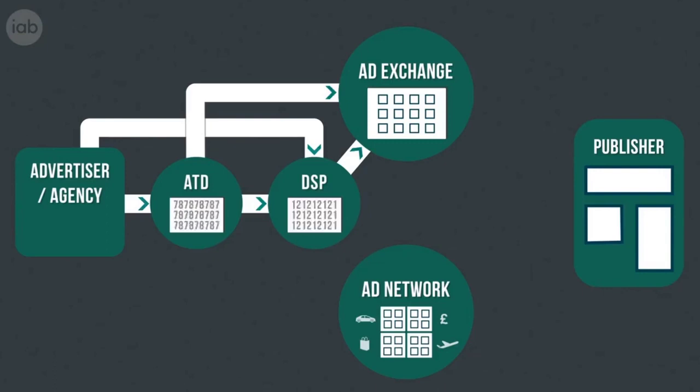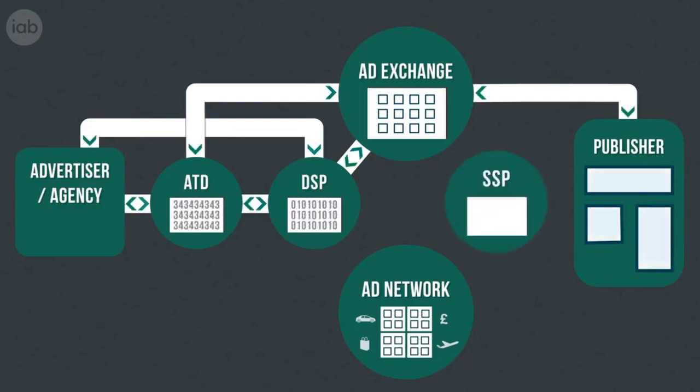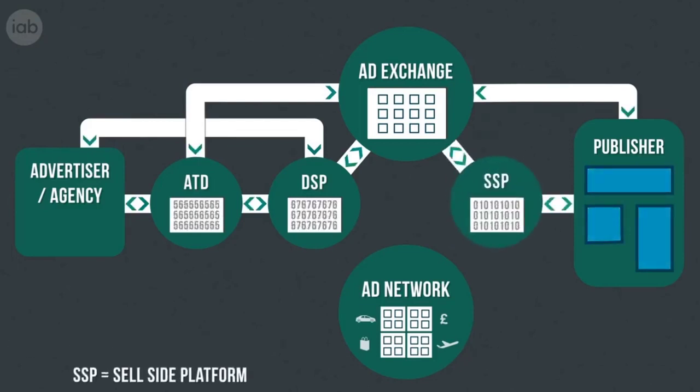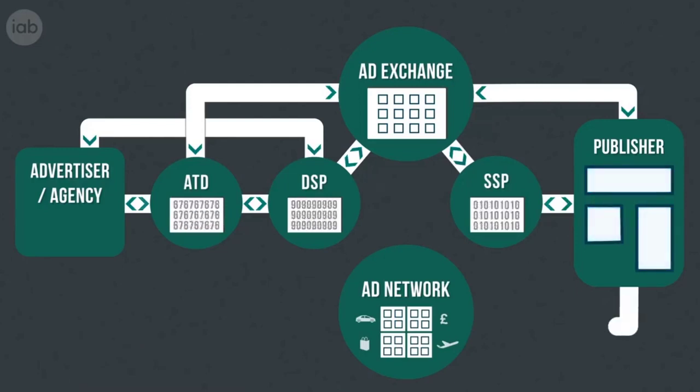So, that's the buy side. What about the sell side? Some publishers sold directly on the exchange. Others invested in a group of companies called sell-side platforms, which optimize the selling points for the publisher. The promise of this new workflow is exciting, but let's not forget about the ad network.